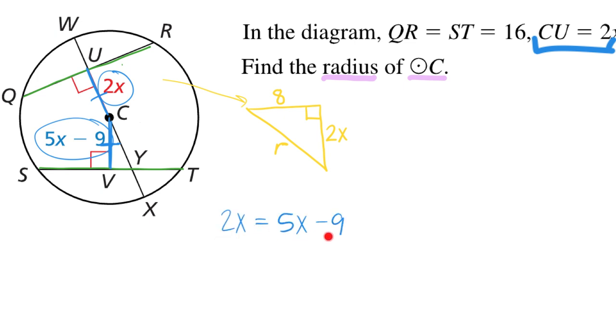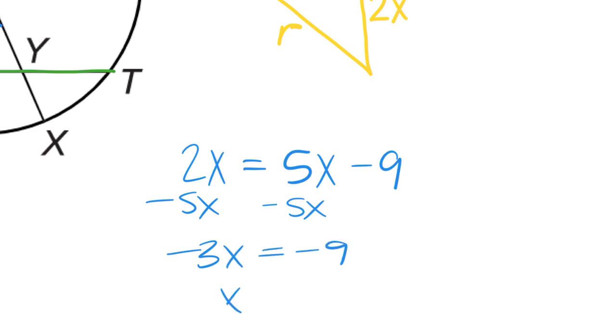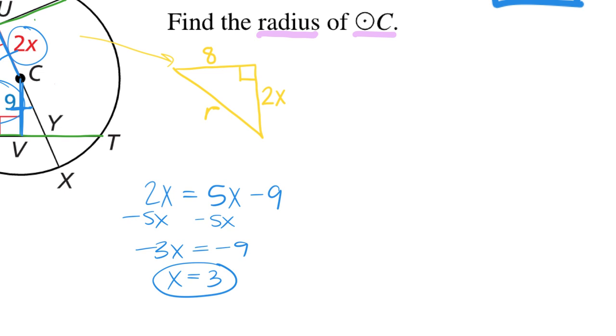So I'm going to use that equation, 2x equals 5x minus 9, to figure out what x is, and then I'll plug it back into this side so that we can do Pythagorean theorem. So let's solve this real quick. I'm going to move the 5x over here. So negative 3x equals negative 9, which means x equals positive 3. And then if I plug that back into the 2x, 2 times 3 is 6. So that means the measure of this side is 6.